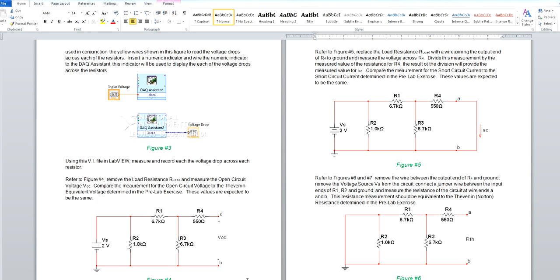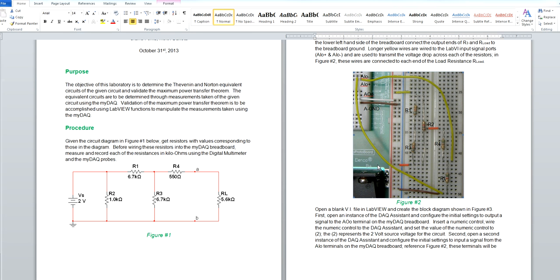So once again, referencing figure 2, the two yellow wires shown delivering the output signal to both ports AI0 and AI0 plus. We're going to relocate those from the inlet and outlet nodes around the load resistance. We're going to relocate them to the inlet and outlet nodes of resistor 4. We're going to simply run a wire from the outlet node of resistor 4 to ground.